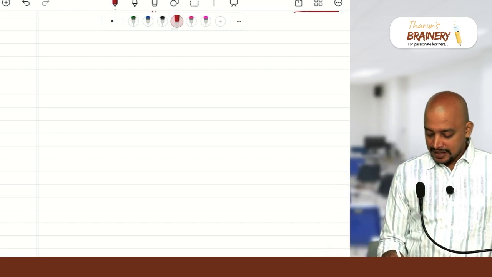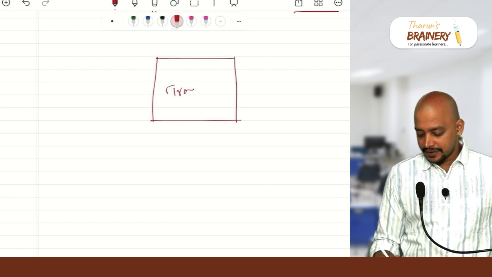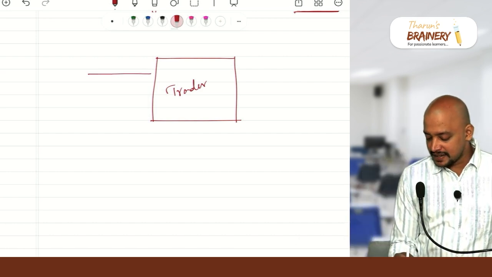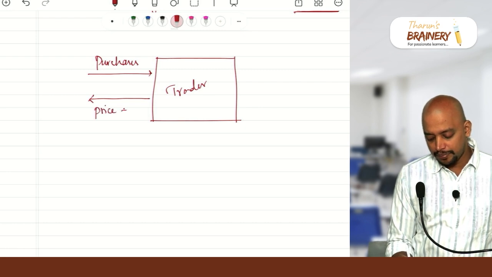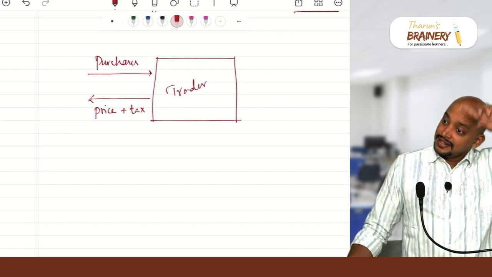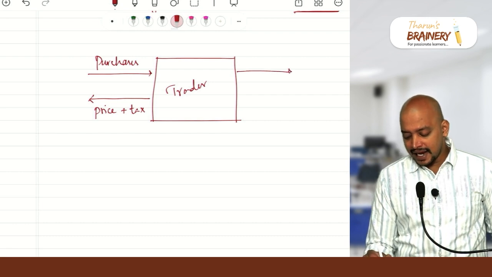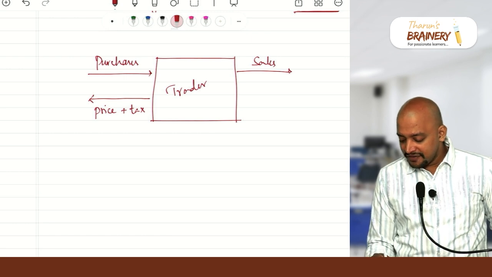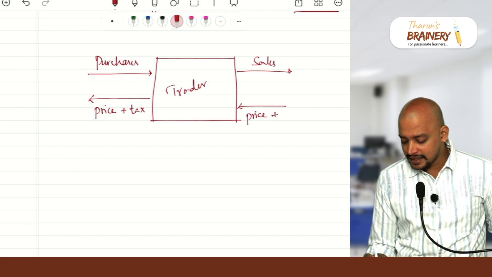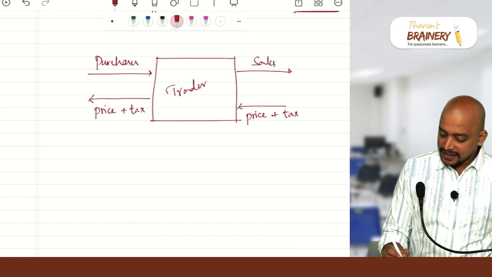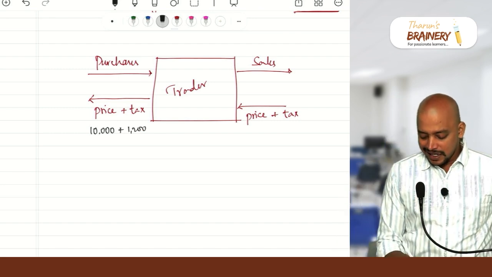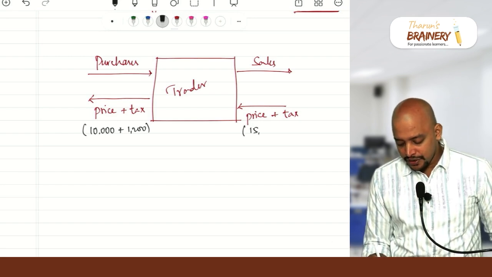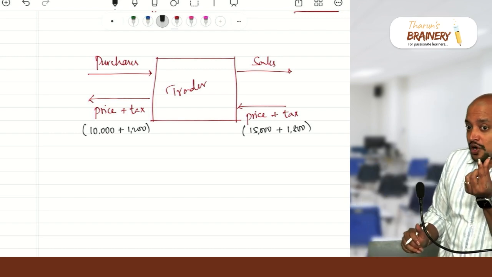Okay, say this. There is a trader, and this trader is making some purchases. On purchases, he will pay some price plus tax, correct? To whom? To his supplier. Again, the trader is engaged in some sales. On his sales, from his customer, he will be collecting some price plus tax. Say the price paid on purchase is 10,000 plus tax of 1,200 rupees, whereas on sale the price is somewhere 15,000 and the tax is 1,800.